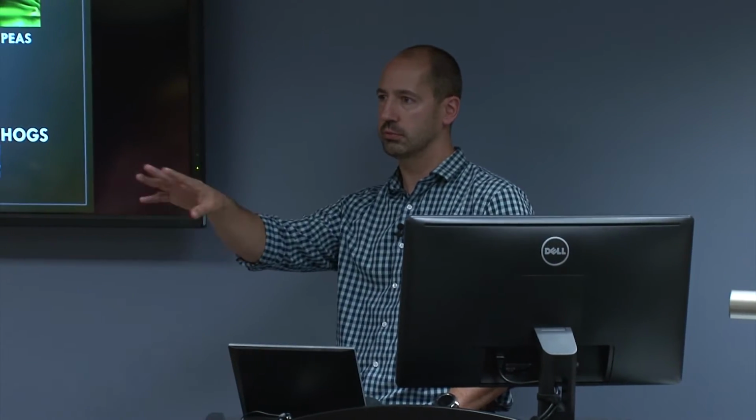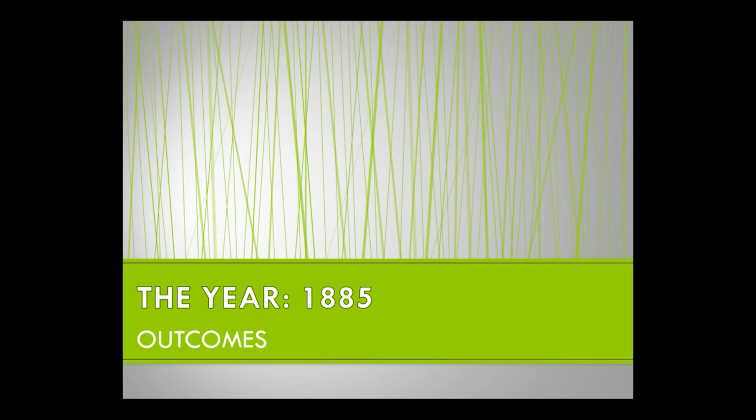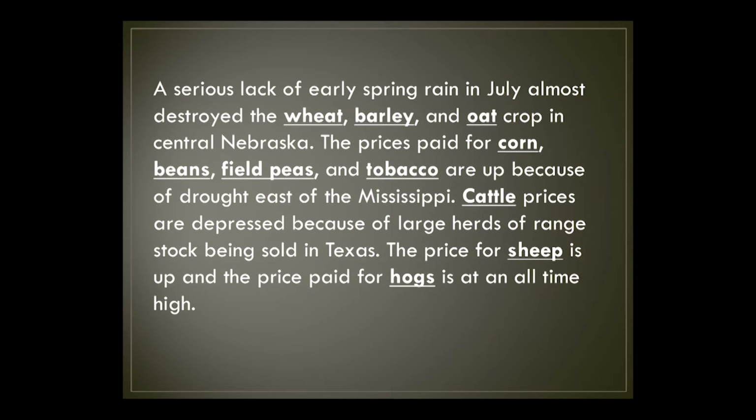They figure out what they're going to do. They're working in groups, right? Small families now. And then that's my sound of time travel. Serious lack of early spring rain in July almost destroyed the wheat, barley, oat crop. Prices paid for corn, beans, field peas, tobacco are up. Cattle prices are depressed. The price for sheep is up. The price paid for hogs is an all-time high. Right? All this is historically accurate, though I changed the numbers to manipulate them.